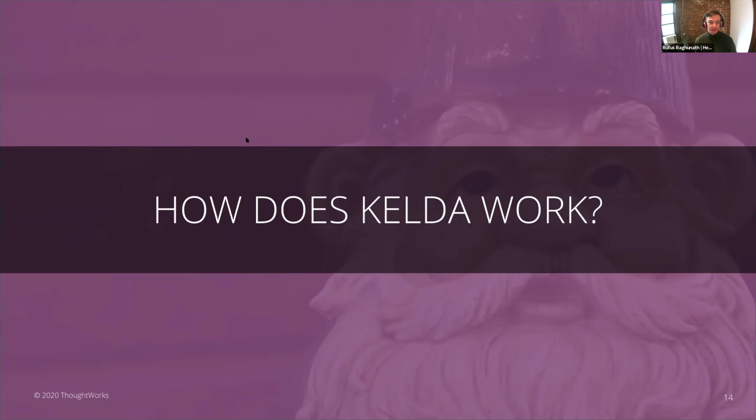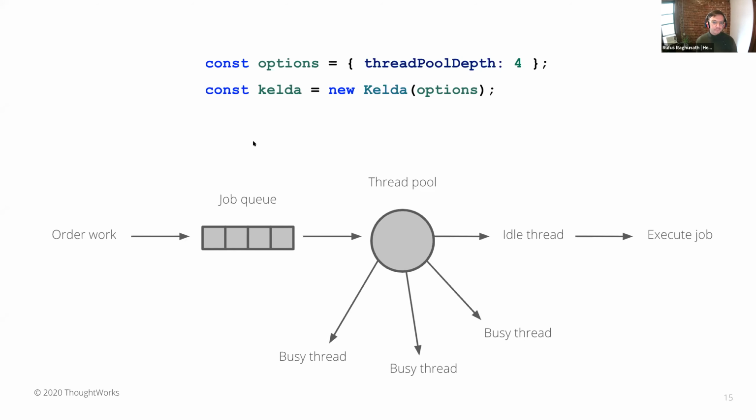So understanding a little bit about what Kelda is, how does it work? Basically like this. So you can configure Kelda to tell it how many threads you want in the thread pool. So here we're saying 4. I have somebody on my GitHub telling me, I was very convinced that thread pool depth should be called thread pool size. So who knows, maybe that'll be part of the API that changes. But this is basically how it works.